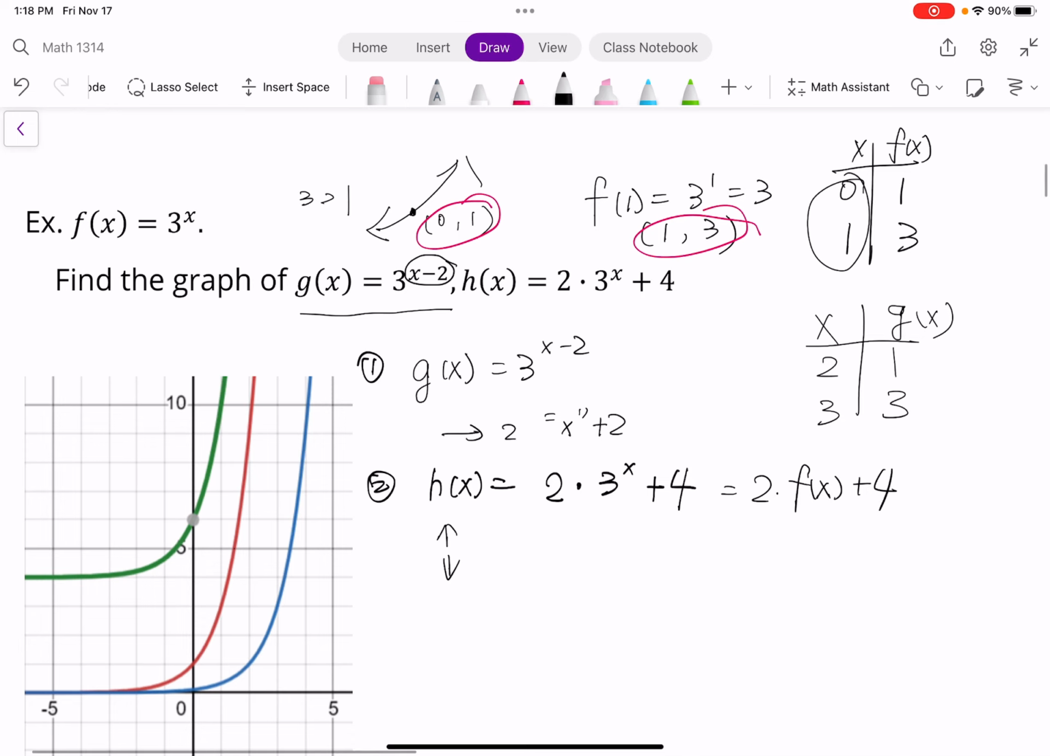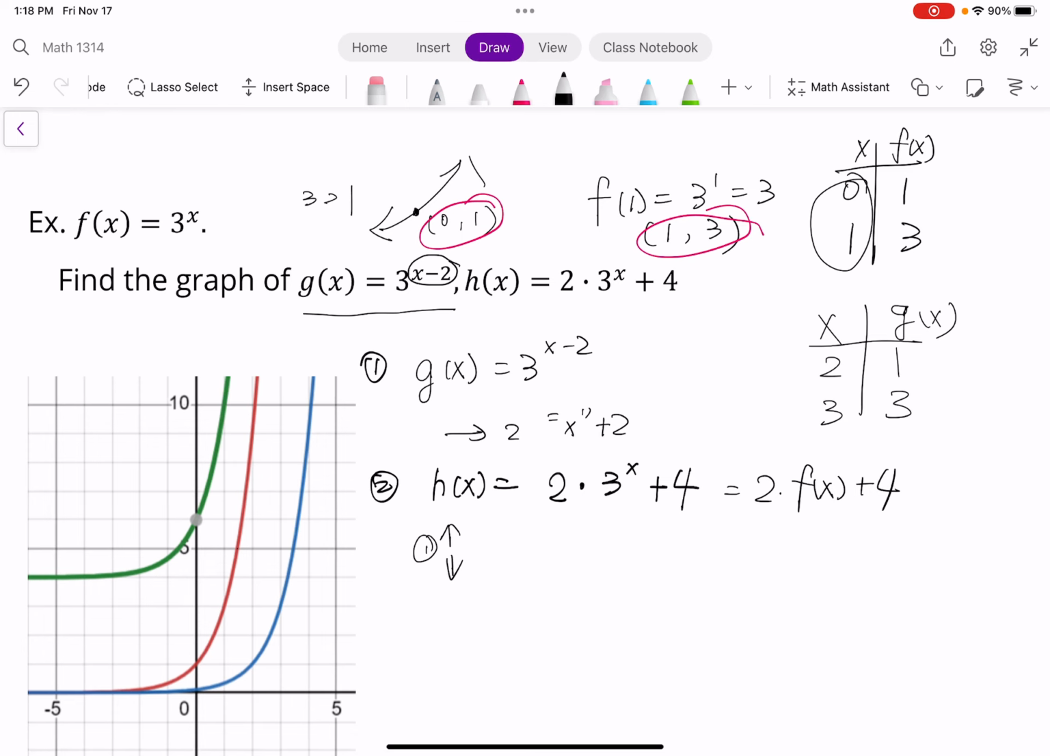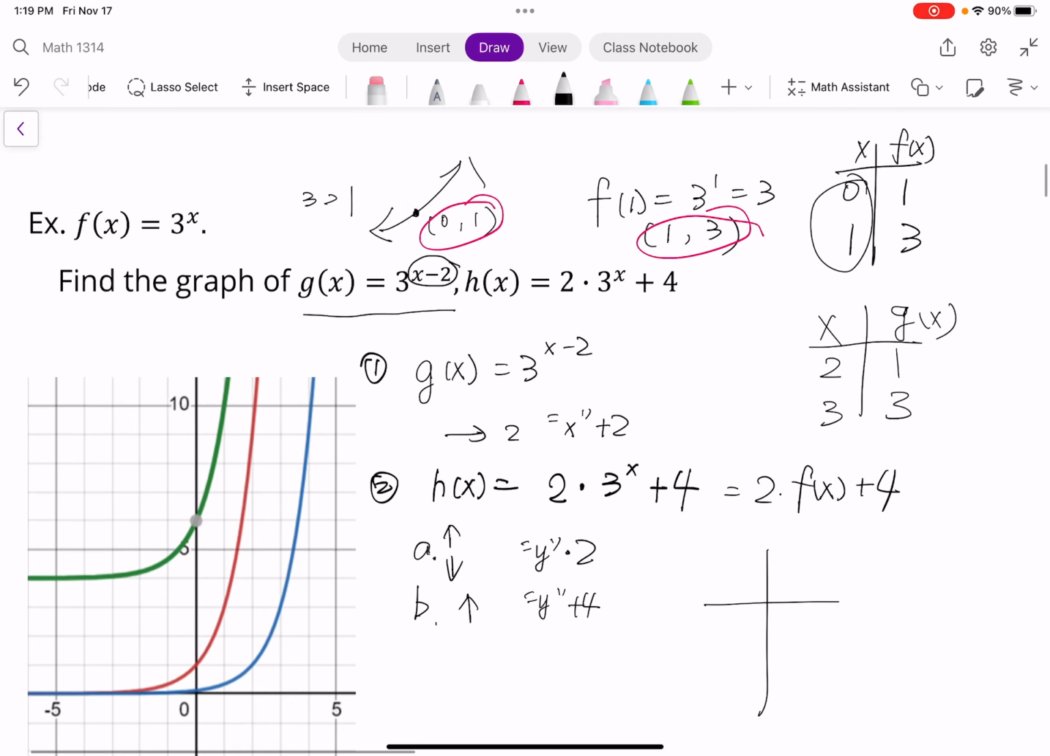We are stretching vertically. Step A: stretch vertically, all the y values multiplied by 2. And then the second transformation, B: plus 4 means vertical shifting, move up 4 units, all the y plus 4. Then I'm having a new table. Based on the mother function's key points, x and h of x, let's find the new points.